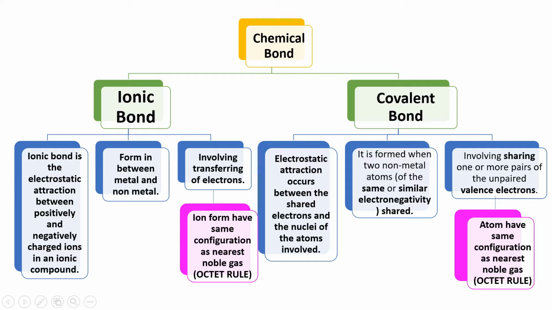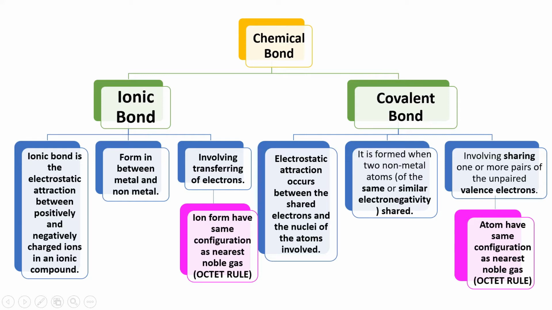So, which element will form positively charged ion? Metal or non-metal? Metal. And the one that forms negatively charged ion? Non-metal. So, positively charged ion we call cation. Negatively charged ion we call anion. In order to form cation and anion, it involves transferring of electrons. So electrons will be transferred from metal to non-metal.